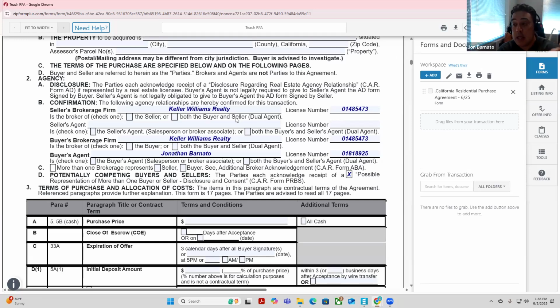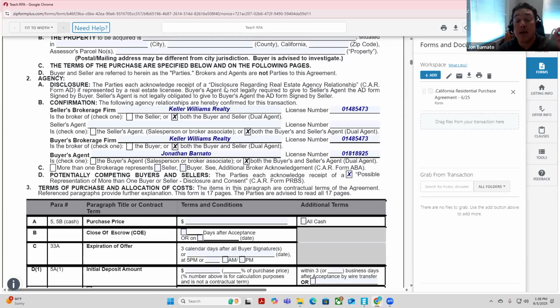Now, here's a trick. If you're doubling in it, obviously you would check both buyer and seller dual agent. See that? Dual agent, both buyer and seller right there. If you check both there, you'll notice it also checks the buy side. So if you're saying I'm dual agent, it automatically assumes you're on the sell side and the buy side of this, which in California we're allowed to, a dual agency. We'll talk a bit later about what that means and how you have to handle those.